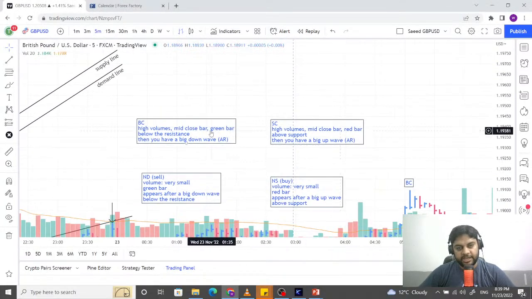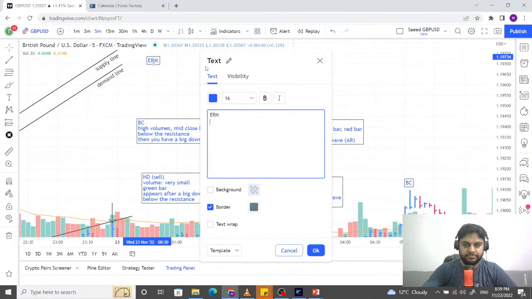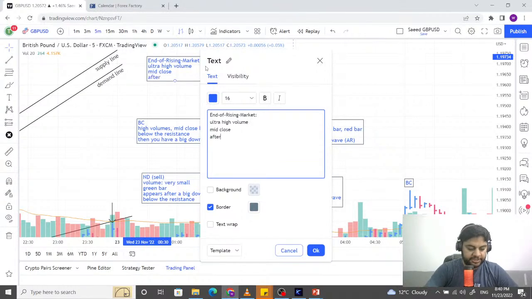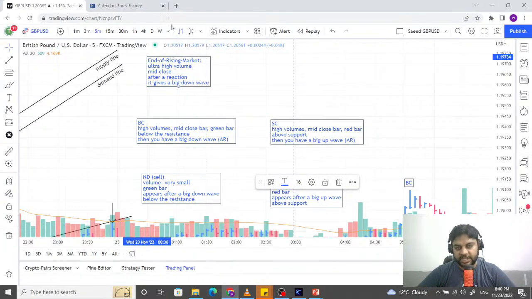Now we have ERM and BH bars. ERM is end of rising market. So what's end of rising market? Ultra high volume, mid close bar is mostly an end of rising market bar. ERM stands for end of rising market. Ultra high volume, mid close, after a reaction probably, and it gives a big down wave. So this is the ERM bar, end of rising market bar.